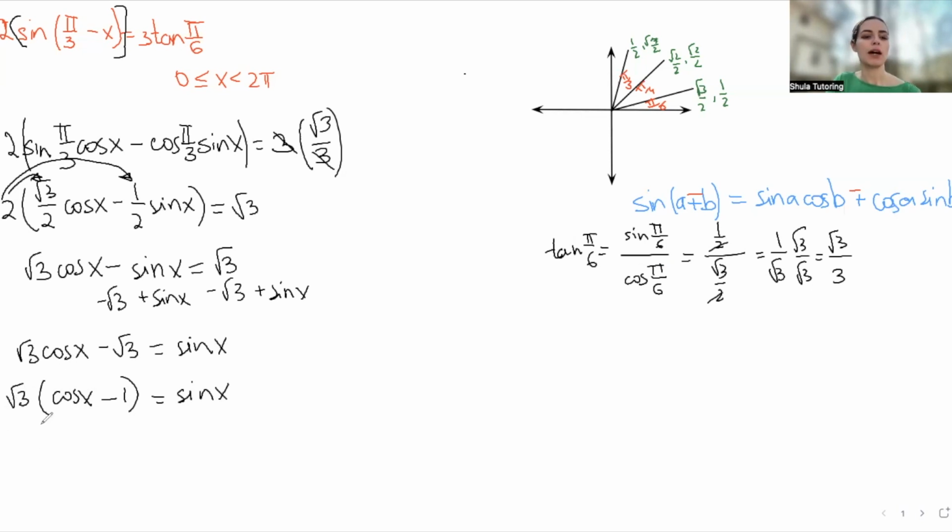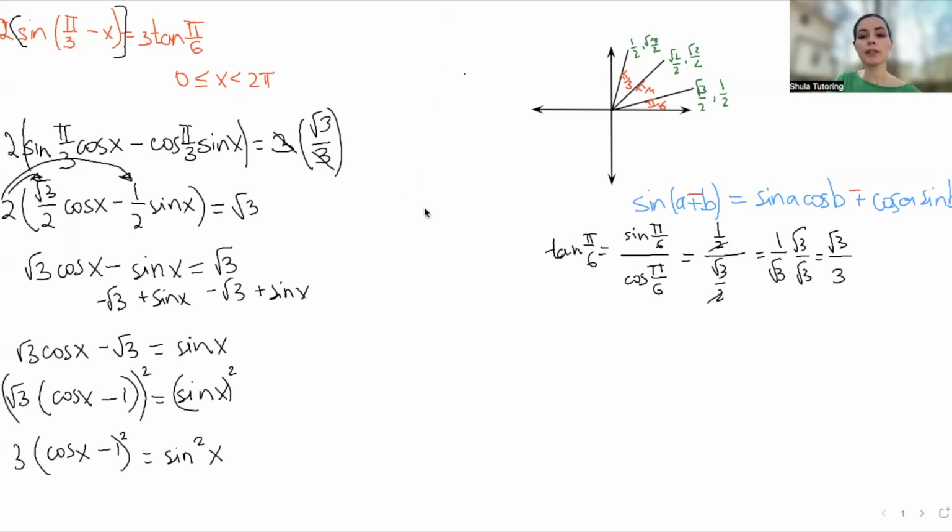Usually we simplify square roots by squaring them, right? But whatever we do to one side of the equation, we have to do to both sides of the equation. So let's square both sides of the equation and we are left with 3, right? Because square root of 3 squared is 3. And this whole parenthesis squared is equal to sine squared x. So what do I do at this point?